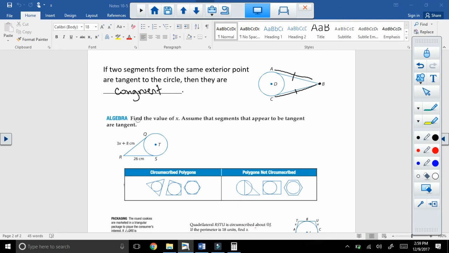In this question, it says, find the value of x, assume that the segments that are tangent or appear to be tangent are tangent. So because R is on the outside of the circle and both of these are tangent, that's going to make them congruent to each other. So I can solve for x by just setting those equal. So x equals 6.